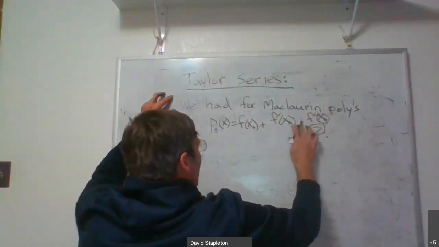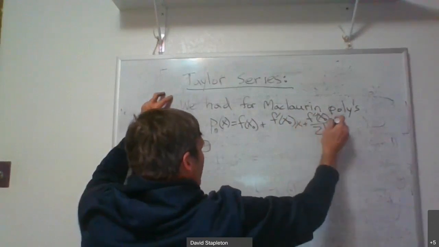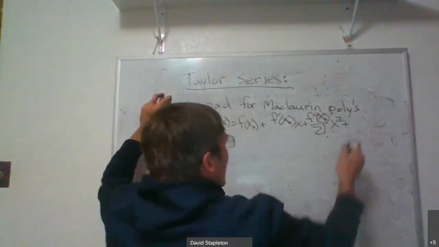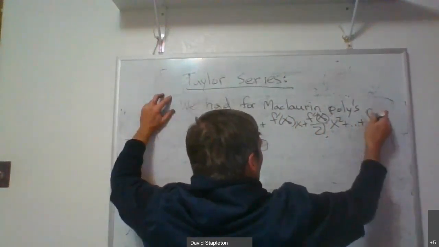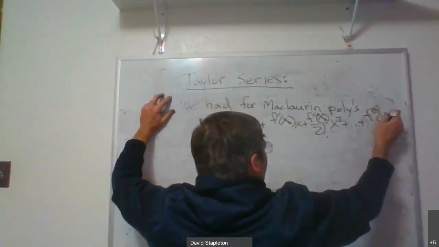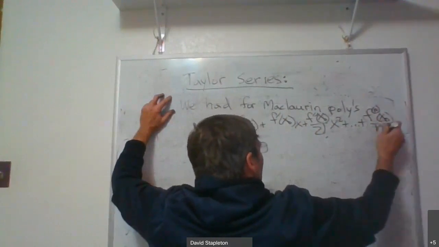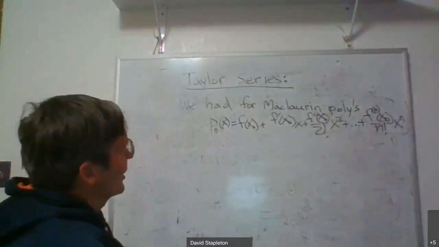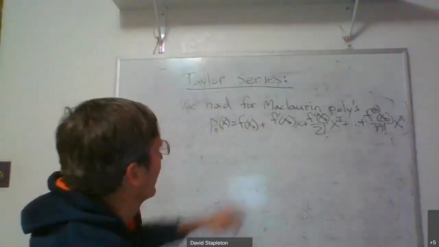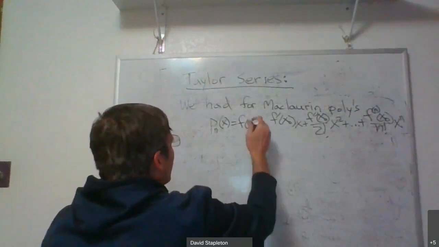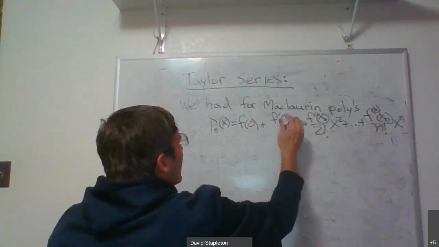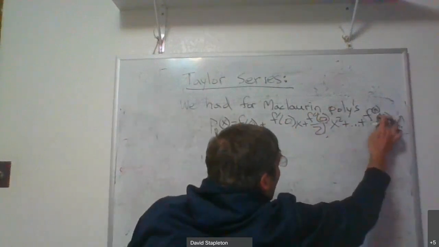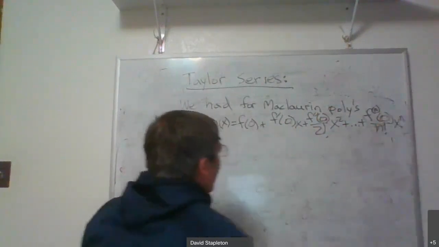And I forgot this was x. Plus f double prime over 2 factorial, all the way through the nth derivative over n factorial times x to the n. I'm going to write right on the Taylor polynomial, x minus x0. And oops, I like to put in 0 here too. Well, that's easy.